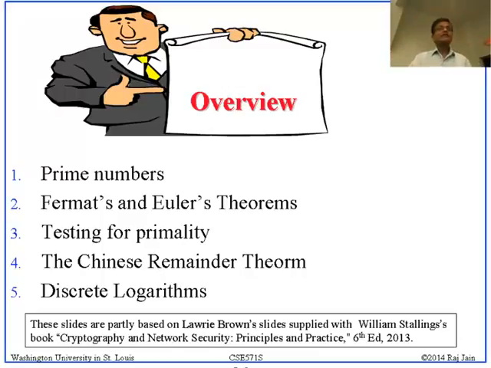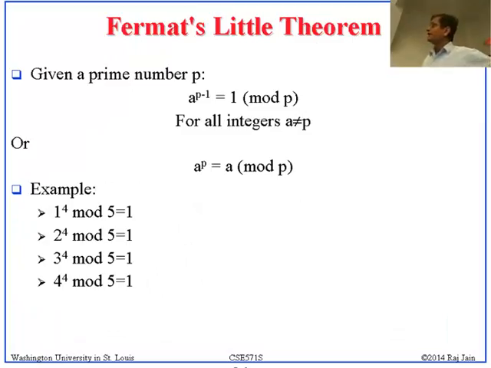There are several things that are well known for prime numbers, and it's a whole series of theorems we'll go through. So, Fermat's little theorem. It says that if P is prime, then for all integers a, a raised to P minus 1 is just 1 mod P.